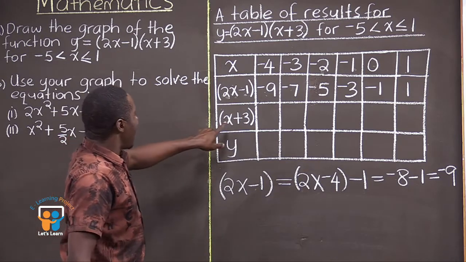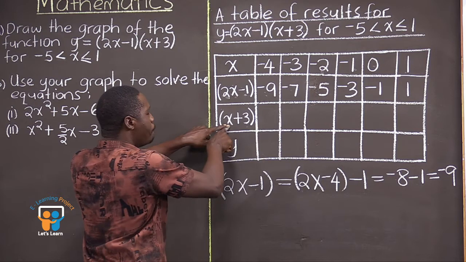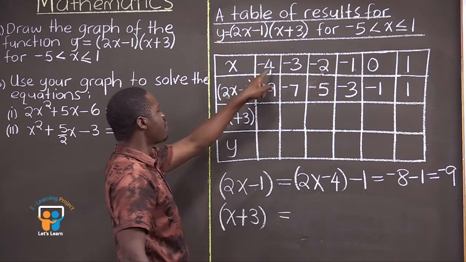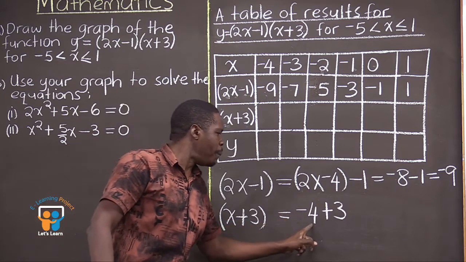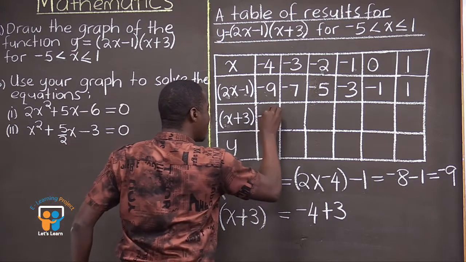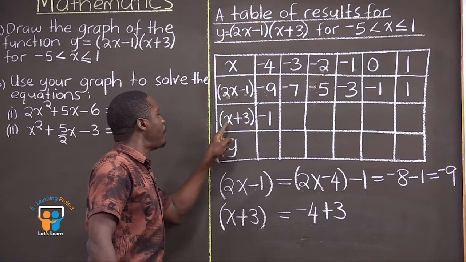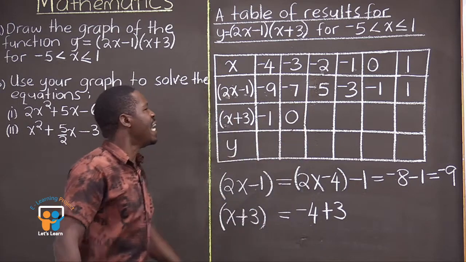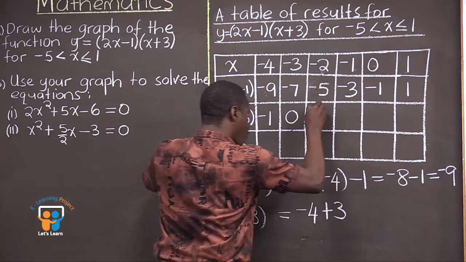Now, x plus 3. What is our first value of x? Our first value of x is a negative 4. But remember we are having x plus 3, which will equal the first value, negative 4 plus 3. Negative 4 plus 3, what do you get? You get a negative 1. Very good. You come and write it there. The next one is a negative 3. Negative 3 plus 3. What do you get? You get a 0. You write the 0 there. Negative 2 plus 3. What do you get? You get a positive 1.